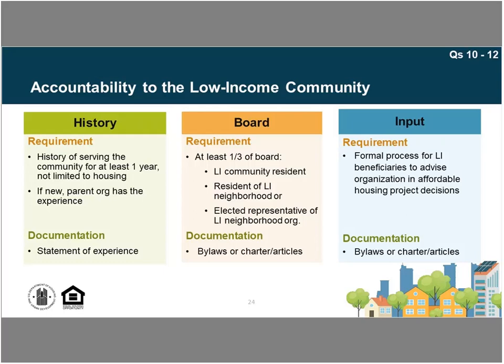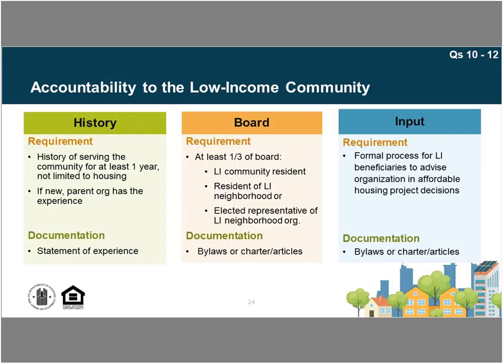The last thing then is low-income input. Low-income input refers to a formal process that the CHDO has to get input from potential low-income beneficiaries on the affordable housing project decisions that it selects and develops. There can be a range of processes that are used. Some have it built into their bylaws and articles of incorporation, where there are low-income committees or advisory groups that are established to provide that input.